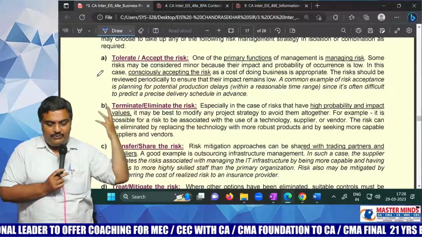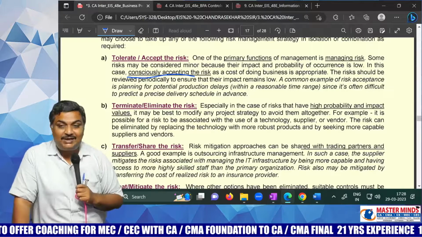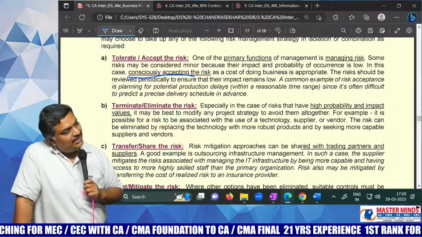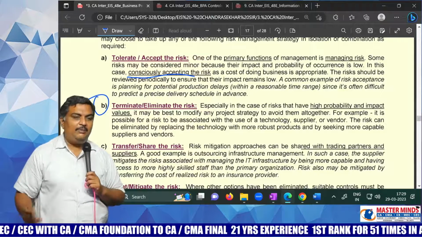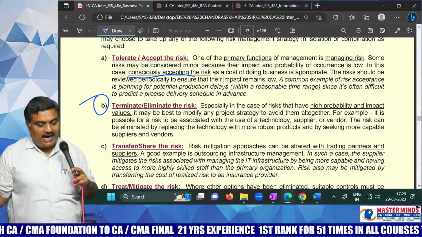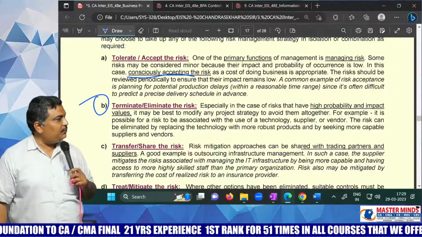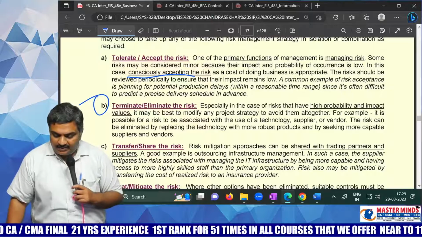So at that time, what will you do? You will consciously accept the risk. Consciously accept the risk means what? You know that there is risk, but still you accept it. Okay. And second one, terminate or eliminate the risk. If you find that a particular risk is of very high probability and it impacts your organization very badly, definitely you need to try to eliminate or terminate the risk.